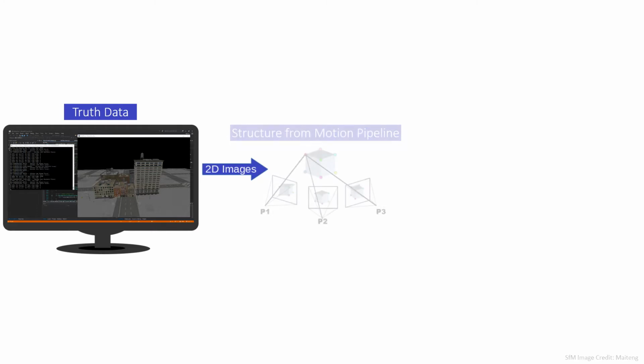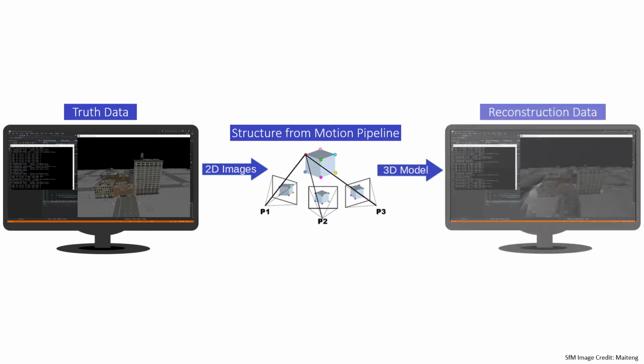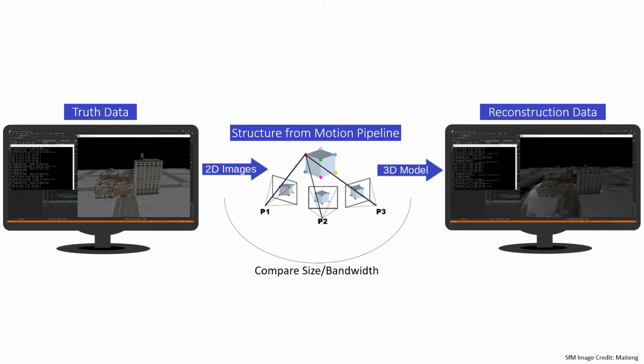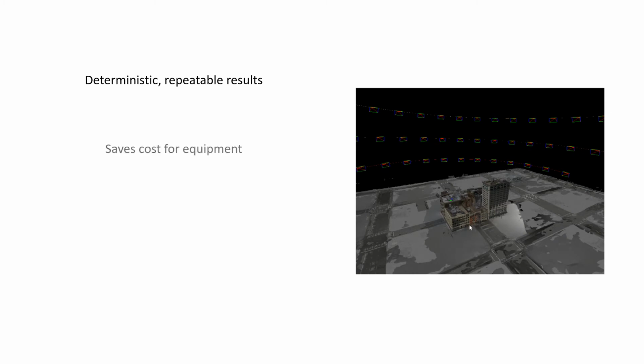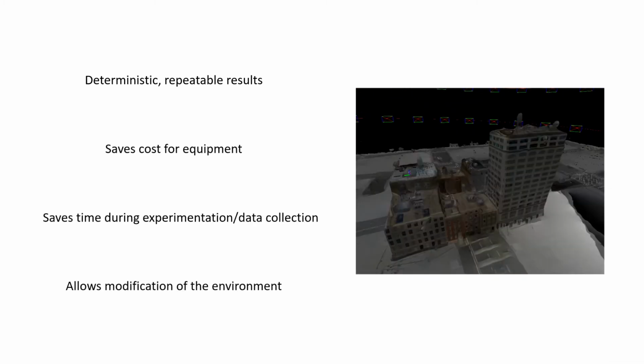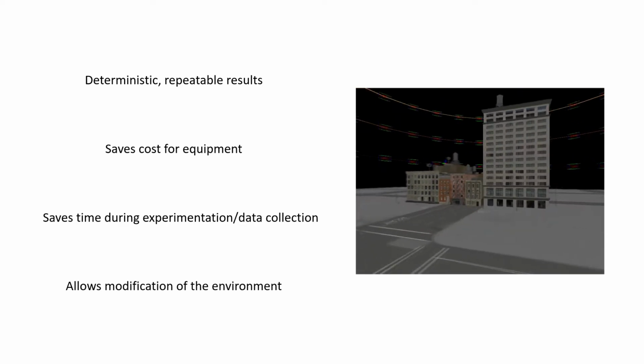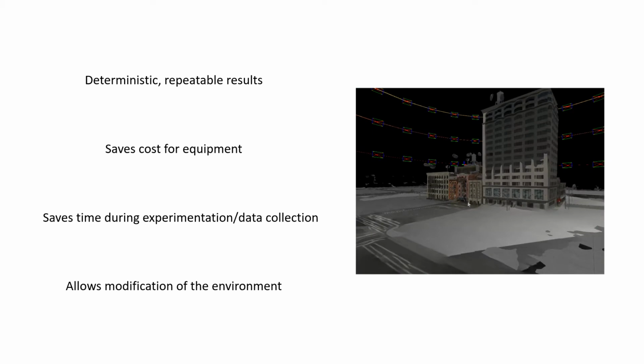A UAV in a virtual environment flies around a scene and captures a set of images. The images are sent to a pipeline of computer vision algorithms collectively known as structure from motion. The output of structure from motion, a three-dimensional model, is then assessed as a possible replacement for the images from which it was created. The use of a virtual environment allows for deterministic, repeatable results, saves cost for UAV equipment, saves time during actual experiment runs, and allows modification of the environment to increase or decrease realism, such as lighting, weather, and camera sensor conditions, based on test objectives.